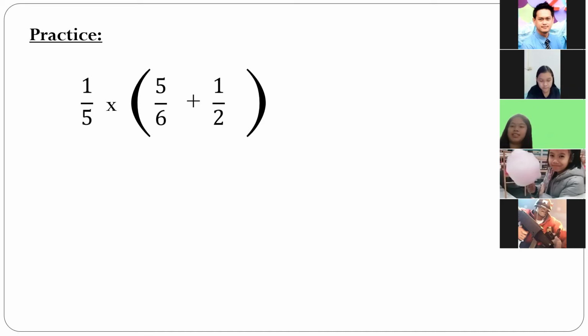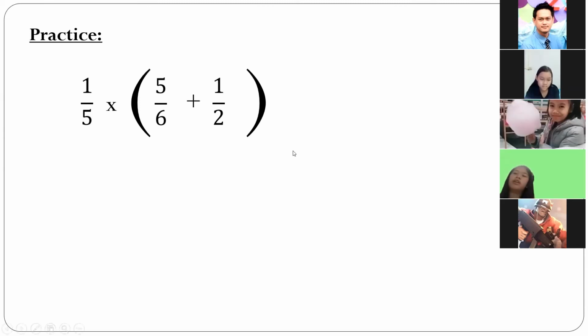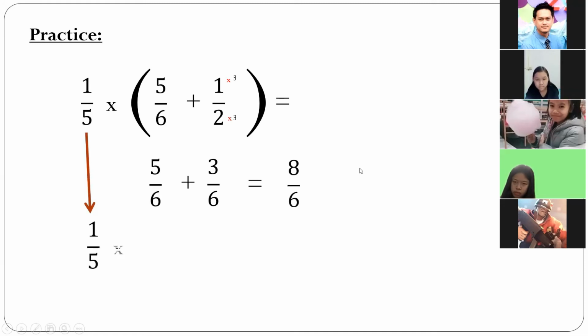Finish. Oh, that's fast. What's your answer? 4 over 15. Okay, let's find out. Common denominator is 6. We multiply it with 3. 5 over 6 plus 3 over 6 is equal to 8 over 6. So 1 over 5 times 8 over 6.